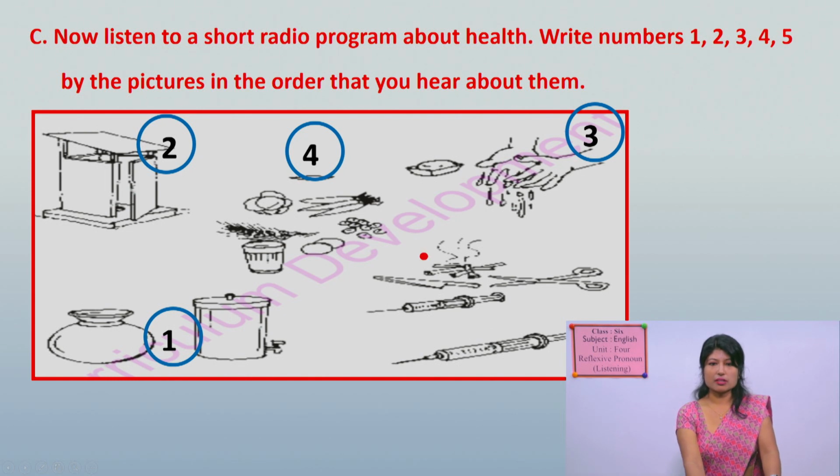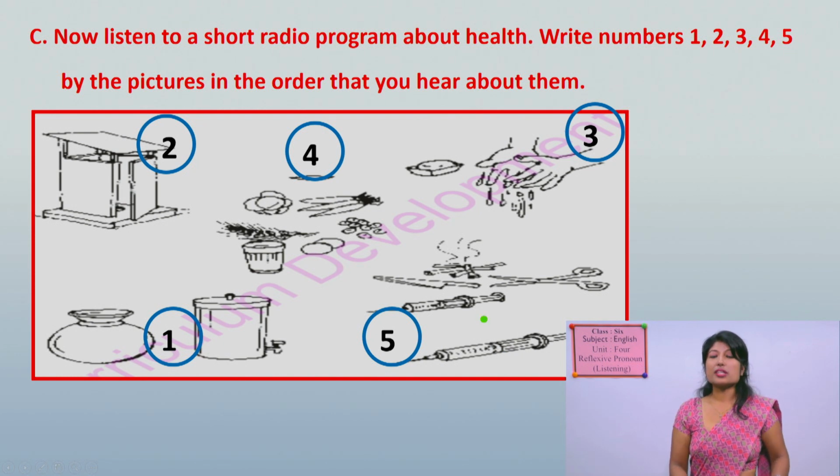Next one, fifth, obviously this was about materials that should not be given to children, and then immunization, injection should be given to the children. Okay, so this is the right order that we listened to in the audio. Now gradually we have other exercises. Now let's move to another exercise.